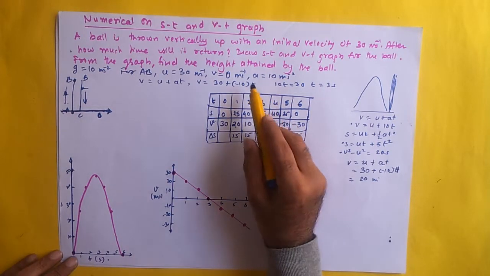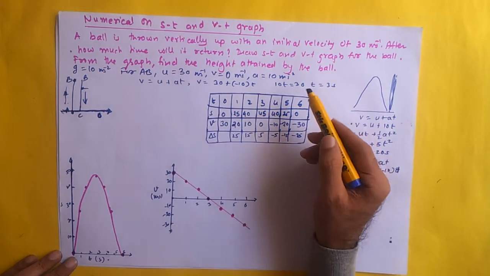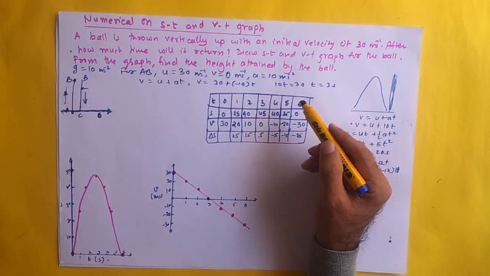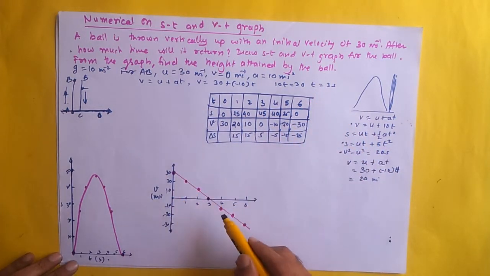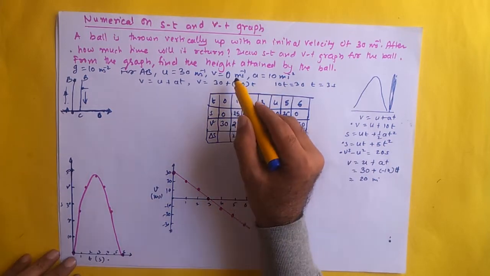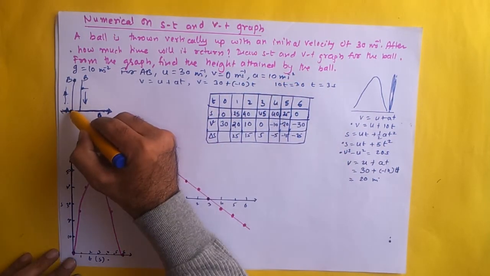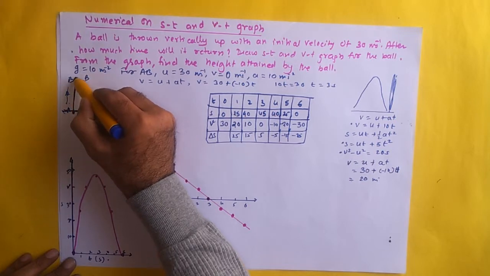The last question is: from the graph, find the height attained by the ball. Height attained is displacement, distance, right? So we can use the area of the graph and find it out. We have been asked to find out the height attained by the ball. That is the distance covered in the journey from A to B.